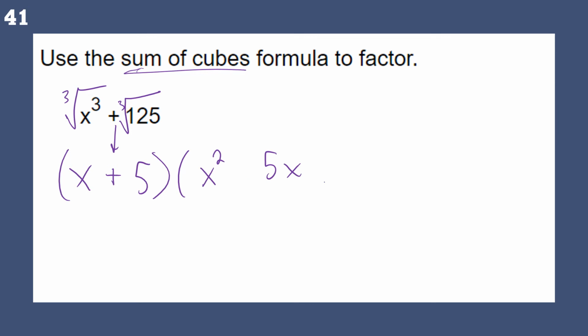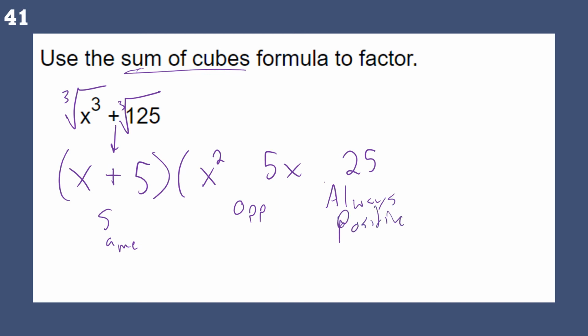And then the last thing we need is we square the last number. So we square the 5 and we get 25. Okay, we need to watch our signs. The way I remember it is the same, the opposite, and the last one is always positive.